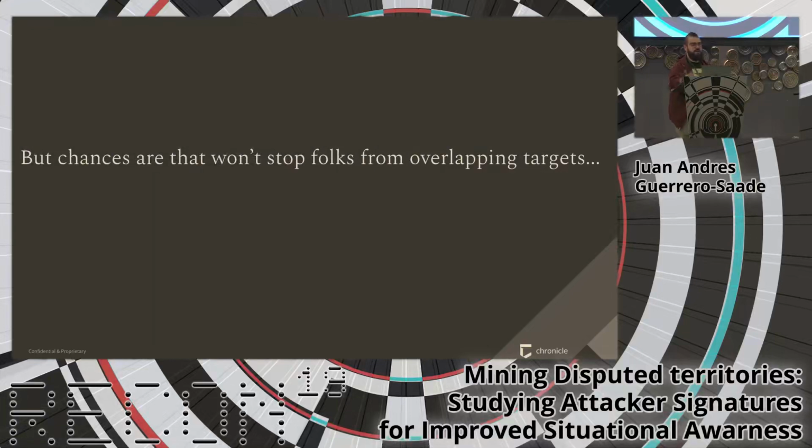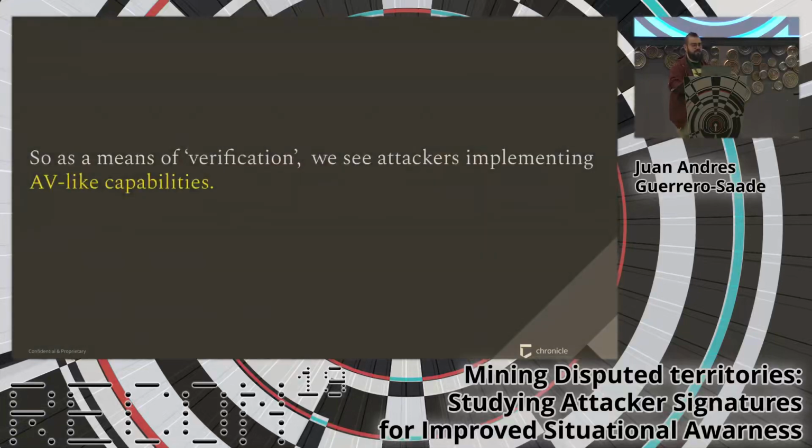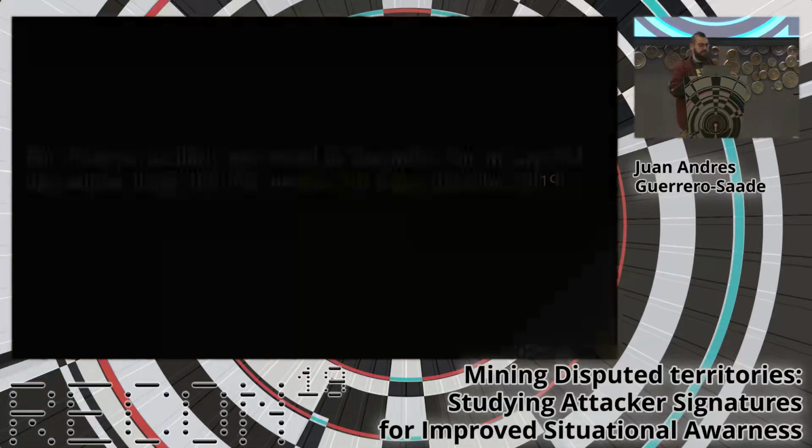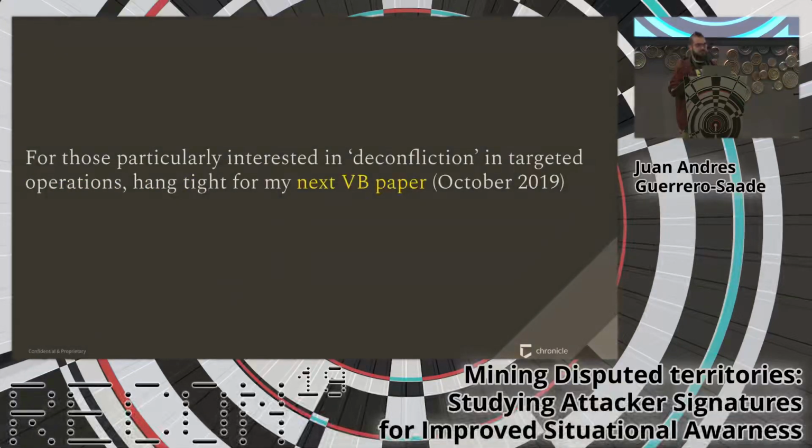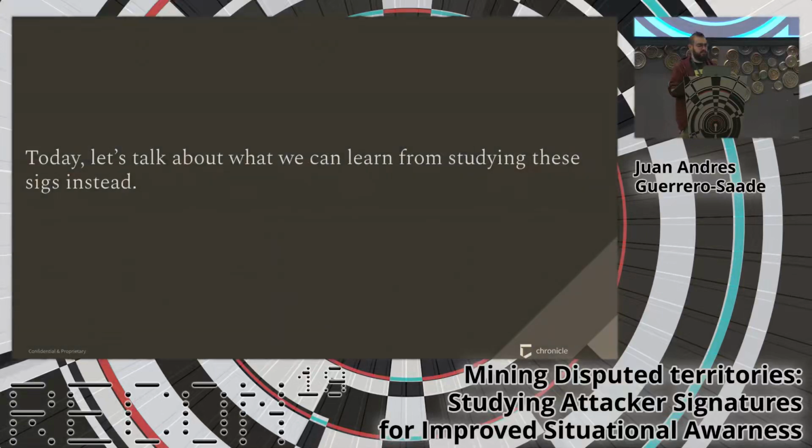So the other way to do it is as a means of verification, right? That's where we see this notion of AV-like capabilities making its way into some of the fancier malware. I'm gonna write a whole paper on deconfliction, or I should have already submitted a whole paper on deconfliction. I'm a little late, but it will be published in October if you're interested in that specifically. But I figured that it being REcon, we should focus on some of the technical side of the stuff, right? So let's talk about the signatures themselves.